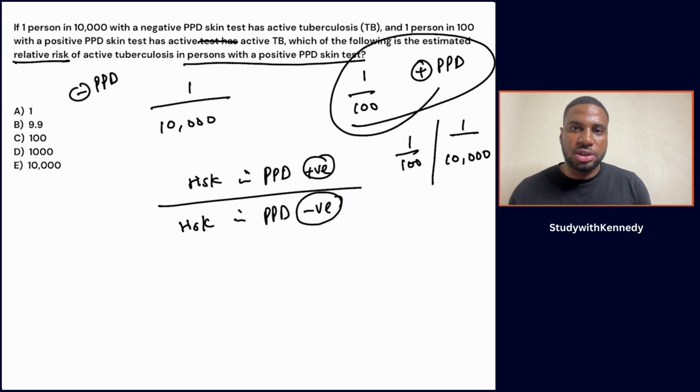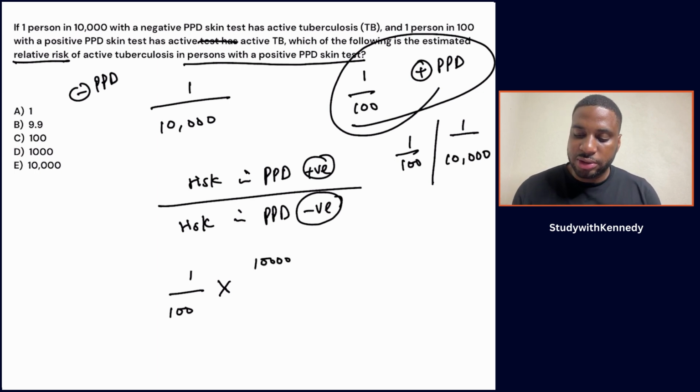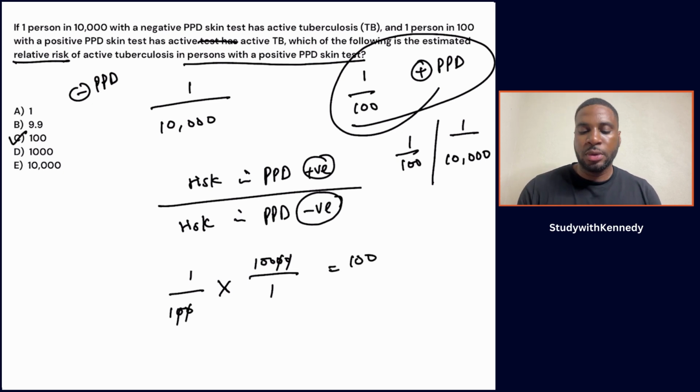So we came up with this equation. When you expand this, you're going to have 1 in 100 times, we do the same thing we did in mathematics, 10,000 over 1. 0, 0, 0, 0, we are left with what? 100. Pretty straightforward, pretty simple.